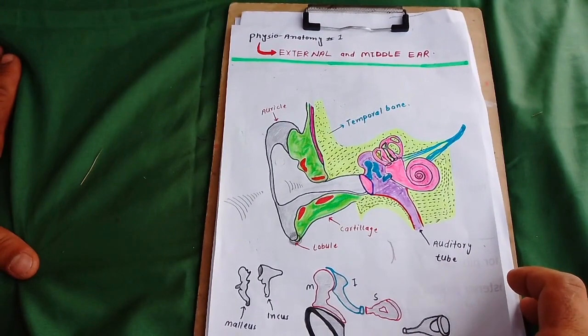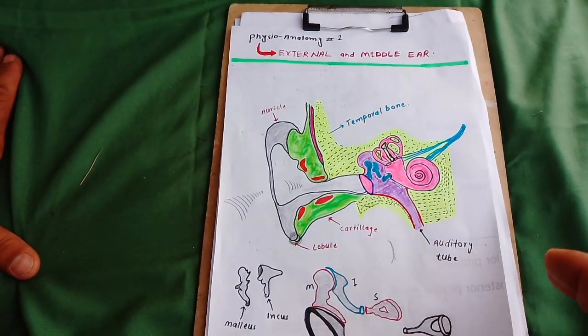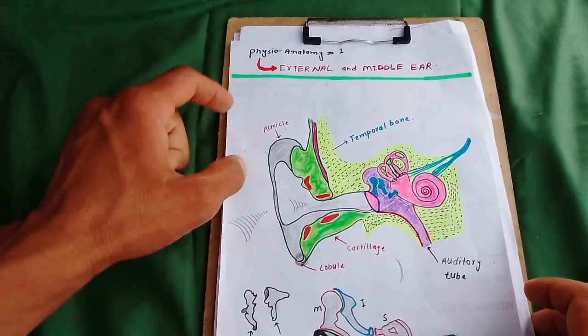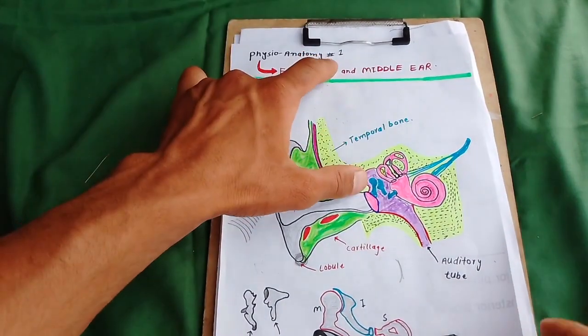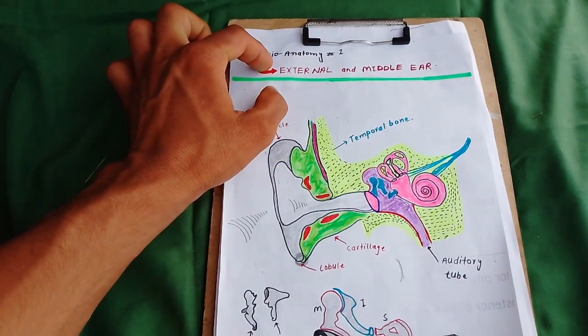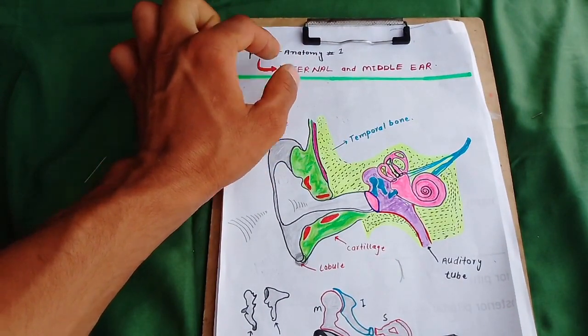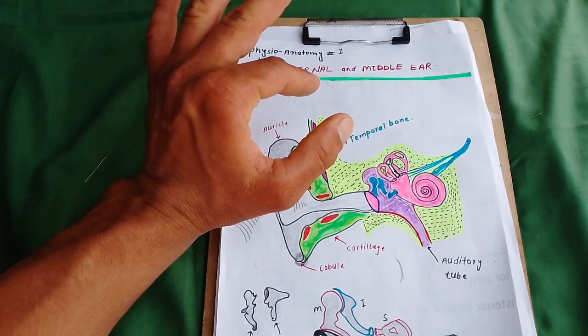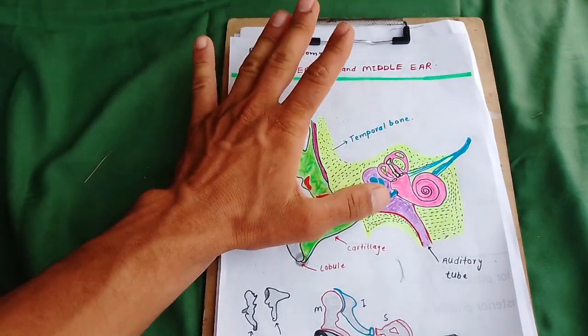Today we are going to talk about the physiology of the external ear and middle ear. This is class number 1. In this class I will discuss the physiology of the external and middle ear, but in class number 2 I will discuss the physiology of the internal ear.